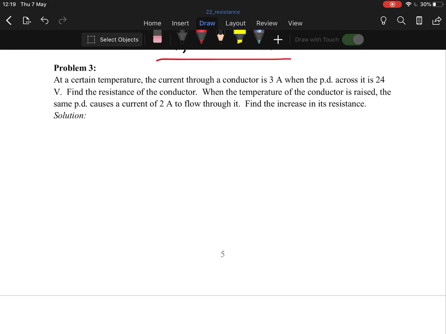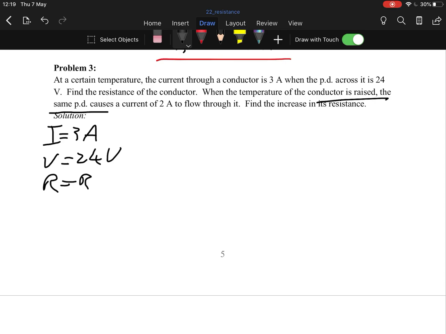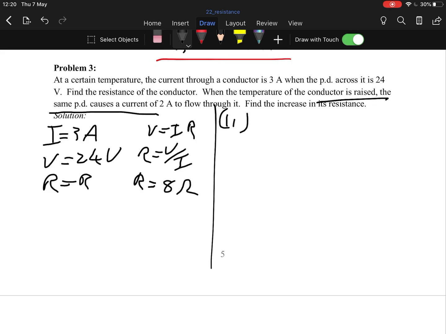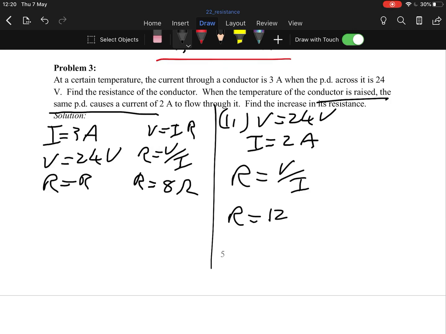All right. So, at a certain temperature, the current through a conductor is 3 amps when the potential difference is 24 volts. Find the resistance. Then, when the temperature of the conductor is raised, the same PD but a different current. Okay, so I'm going to take it in 2 parts. I'm going to break that up. So, of course, V equals IR, R equals V over I, I got my resistance there is 8 ohms. For part 2 then, voltage stays at 24 volts, but my current drops to 2 amps. Same equation, 12 ohms. There you go.